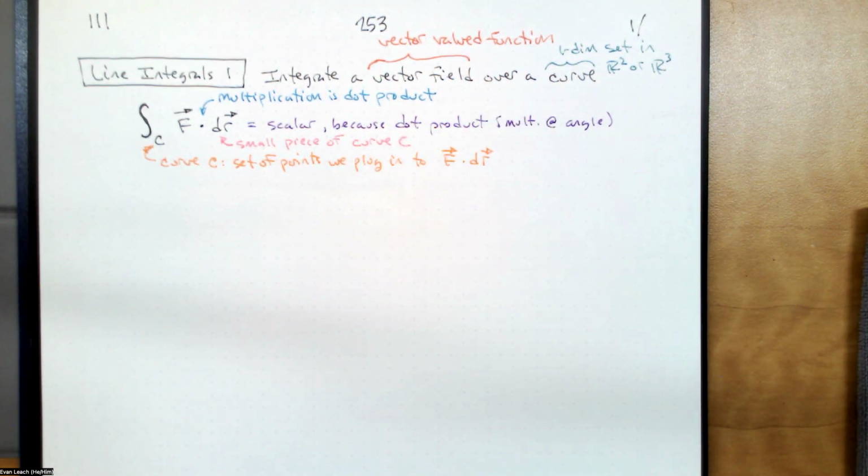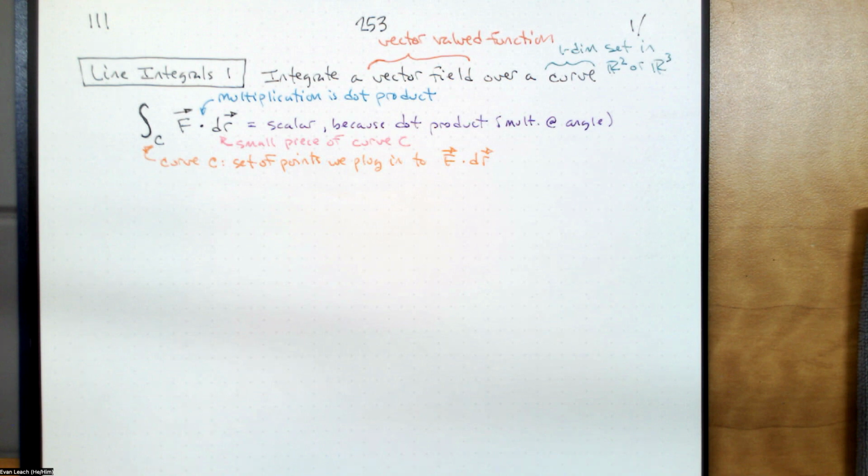The dr is some small piece of the curve C, because that's what the d thing always is. It's the dx, a small piece of the interval from a to b. The dA, a small rectangle in the region R. The dW, a small rectangular solid in the solid W.